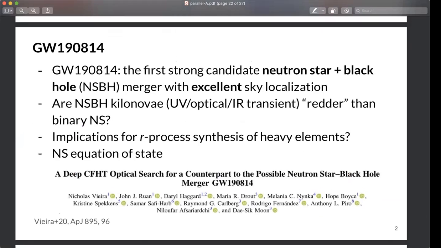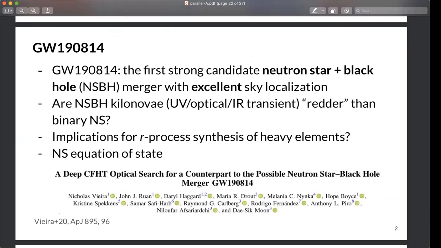So the source I'm going to be talking about is GW190814. And this source is really exciting as the first strong high signal to noise candidate neutron star black hole merger with really, really excellent sky localization. And there are a bunch of reasons why you would care about this source.